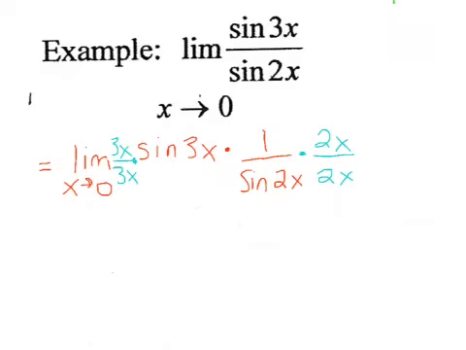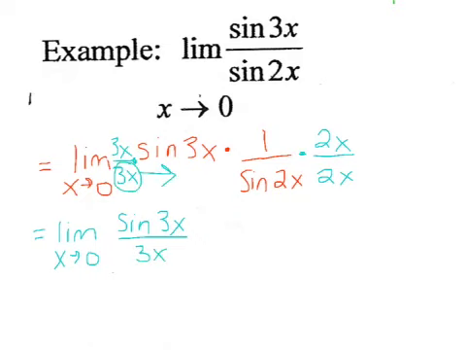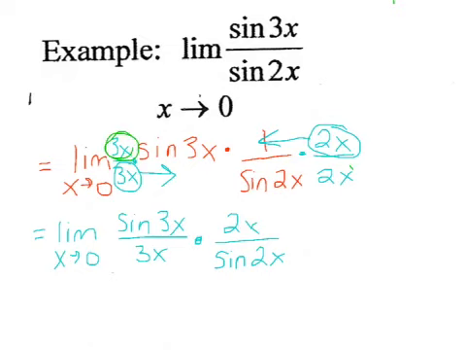Now I'm going to be a little tricky on how I rewrite all of these terms. So first I'm going to have the limit as x approaches 0 of the sine of 3x over 3x. So I'm basically taking this 3x and putting it in the denominator. And I'm also going to have 2x over sine 2x. So I'm taking this 2x and putting it in the denominator. But what that leaves me is this 3x in the numerator and this 2x in the denominator. So I'm just going to write them separately over here.